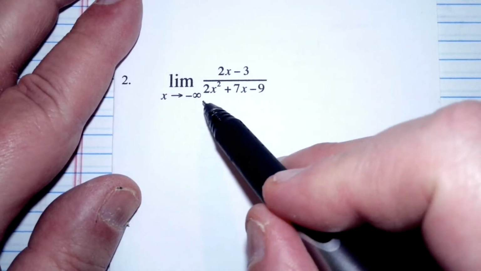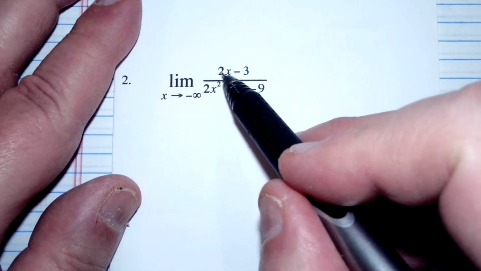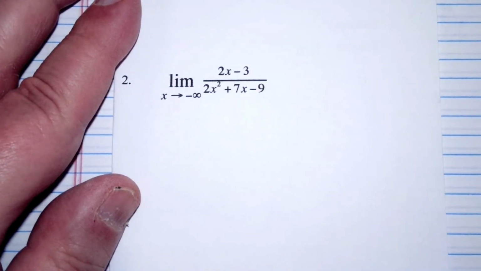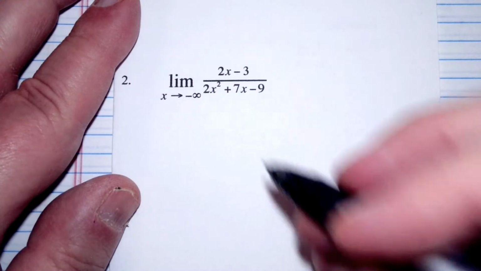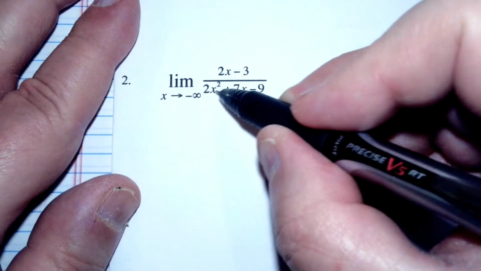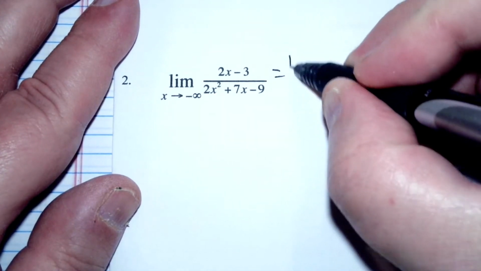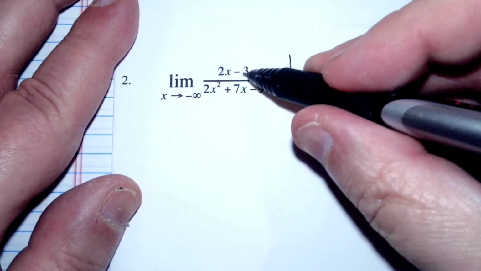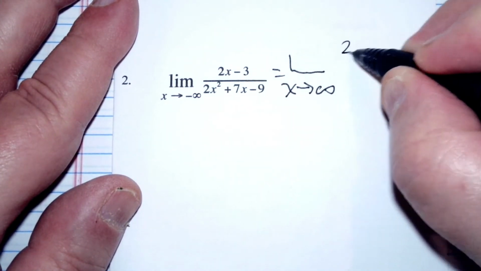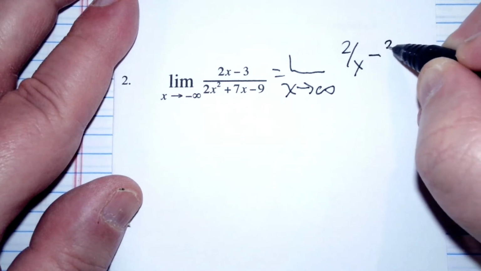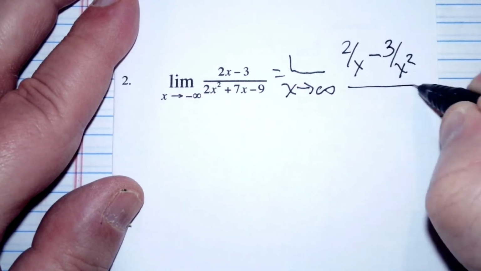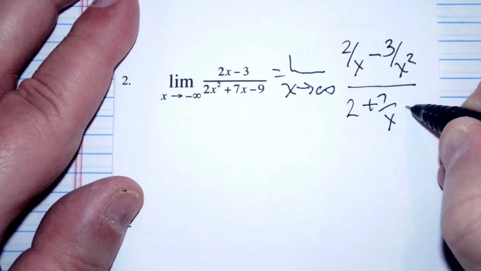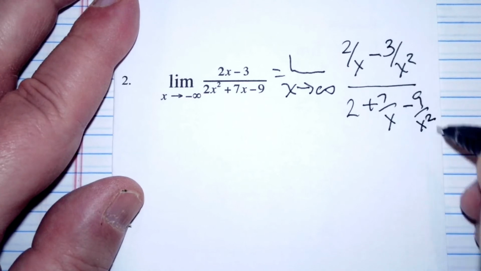You've got the limit as x tends to negative infinity of 2x minus 3 over 2x squared plus 7x minus 9. Is the answer going to be 2 over 2, which is 1? Be careful. Let's divide everything by x squared. That's the highest power of x down here. I'm going to try to leave out a step and see if you can fill in the details. If I divide the numerator by x squared, I should get 2 over x minus 3 over x squared. And then the denominator will be 2 plus 7 over x minus 9 over x squared.